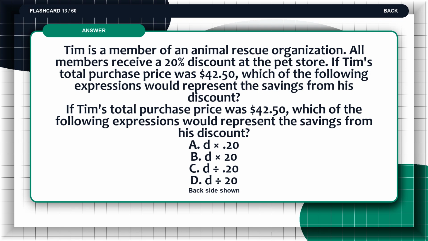The answer is, Tim is a member of an animal rescue organization. All members receive a 20% discount at the pet store. If Tim's total purchase price was $42.50, which of the following expressions would represent the savings from his discount? A. D times 0.20. B. D times 20. C. D divided by 0.20. D. D divided by 20.